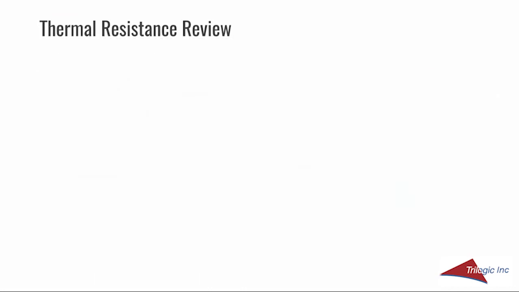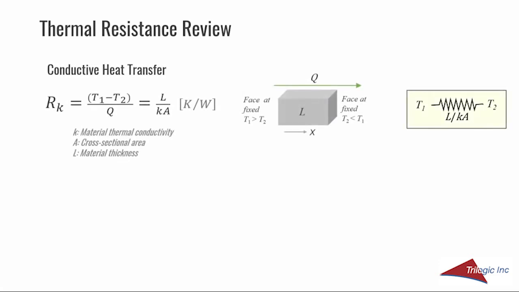When determining the thermal requirements of a heatsink, it's useful to think of heat transfer in terms of thermal resistances. Let's take a minute to review thermal conduction and convection in terms of thermal resistances, which are typically shown in terms of temperature difference per unit power. For conduction, this translates to L over kA, or the ratio of the material thickness to the thermal conductivity times the cross-sectional area.